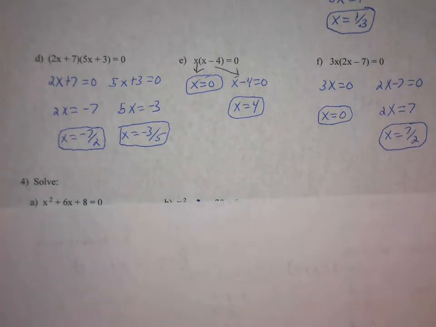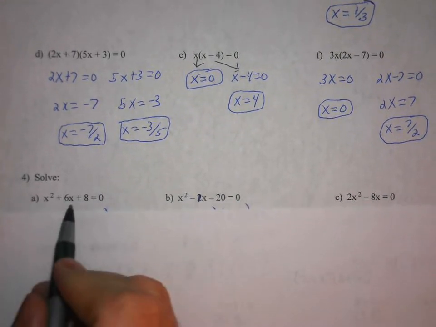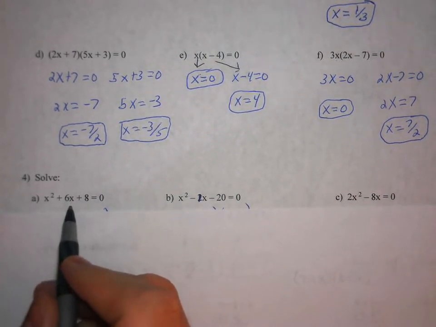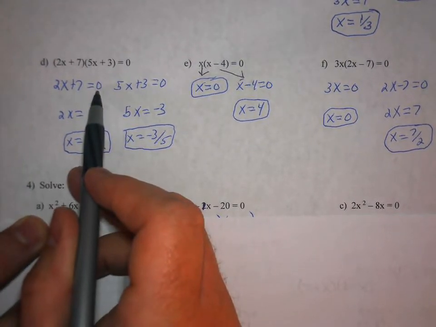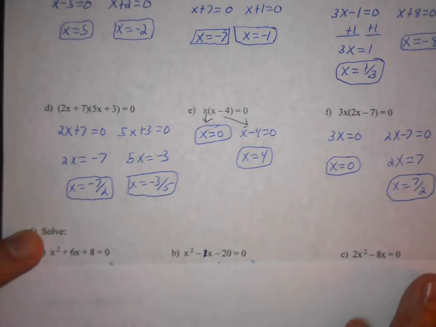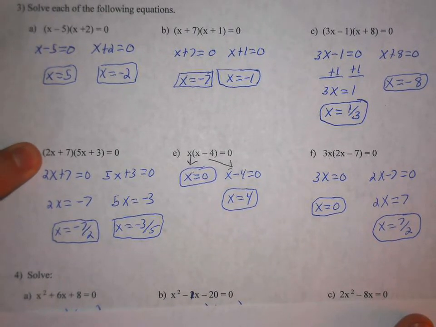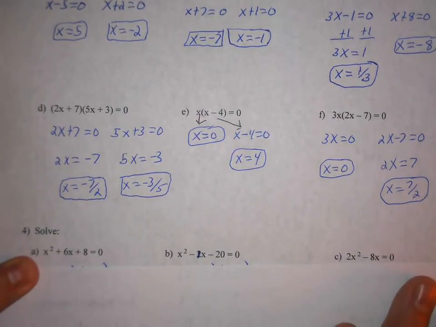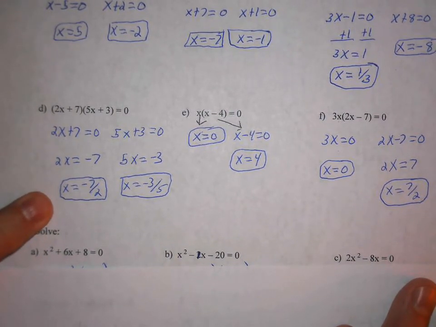Okay, so number 4. Now we're looking at solving these polynomial equations. Notice that these are now in standard form rather than factored form. So the idea is if you want to solve an equation, after practicing a few, applying that zero product principle shouldn't be too hard or too crazy. So what you want to do is take your standard form and turn it into a factored form and then apply the zero product principle.